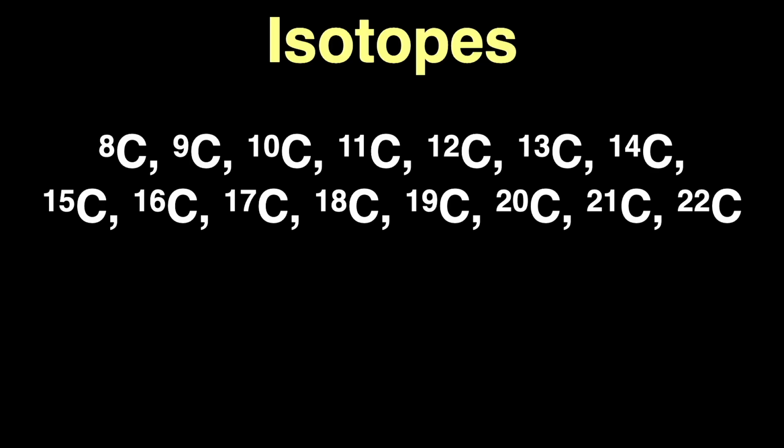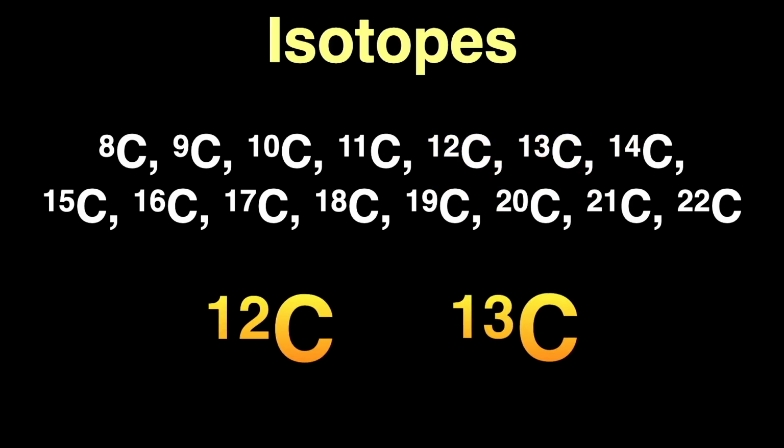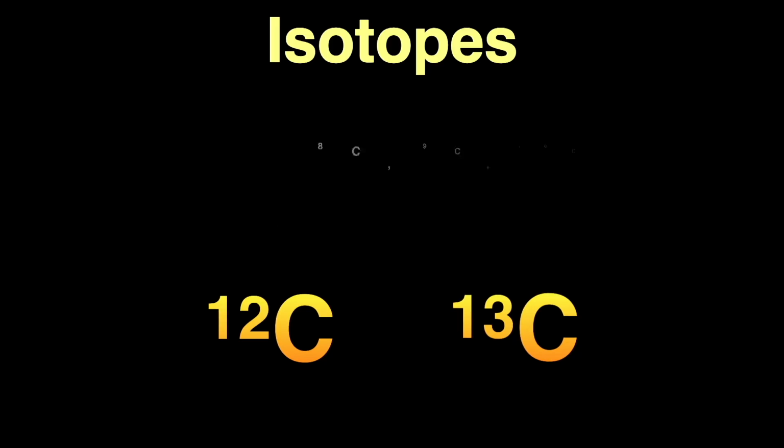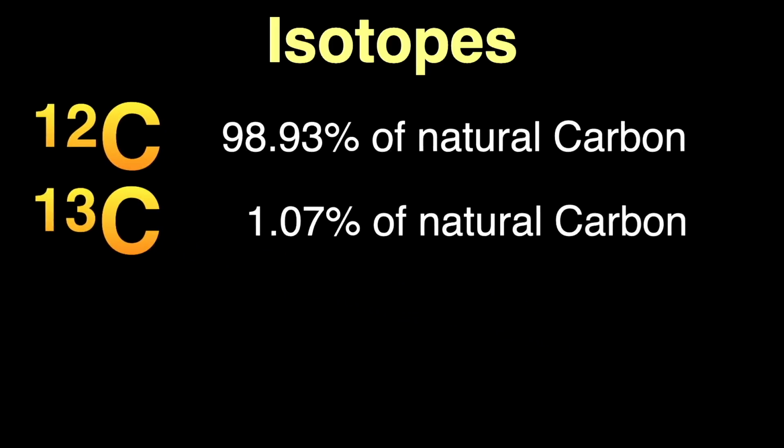The number you see next to the chemical symbol is the total number of protons and neutrons in the nucleus. There are 15 known isotopes of carbon, and of these 15, there are 2 stable non-radioactive isotopes, carbon-12 and carbon-13. Carbon-12 makes up the vast majority of carbon in the universe, 98.93% of it. The remaining 1.07% is the slightly heavier carbon-13.